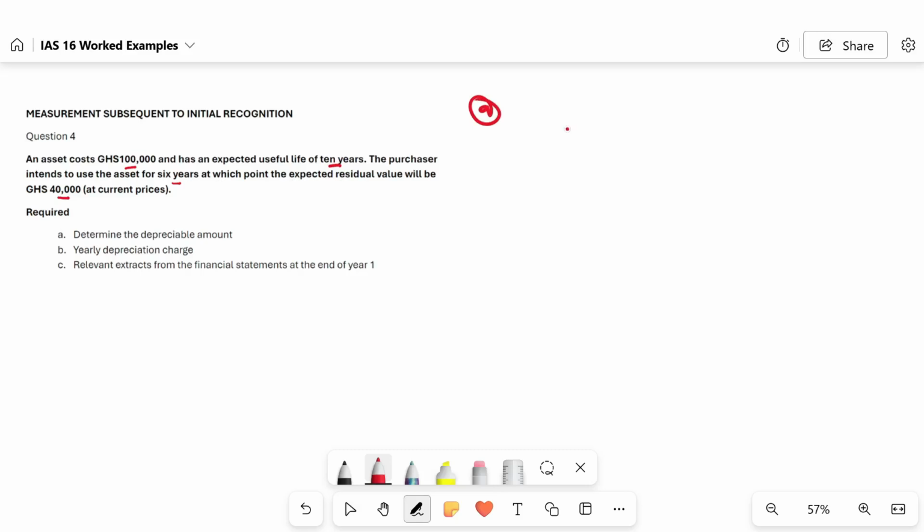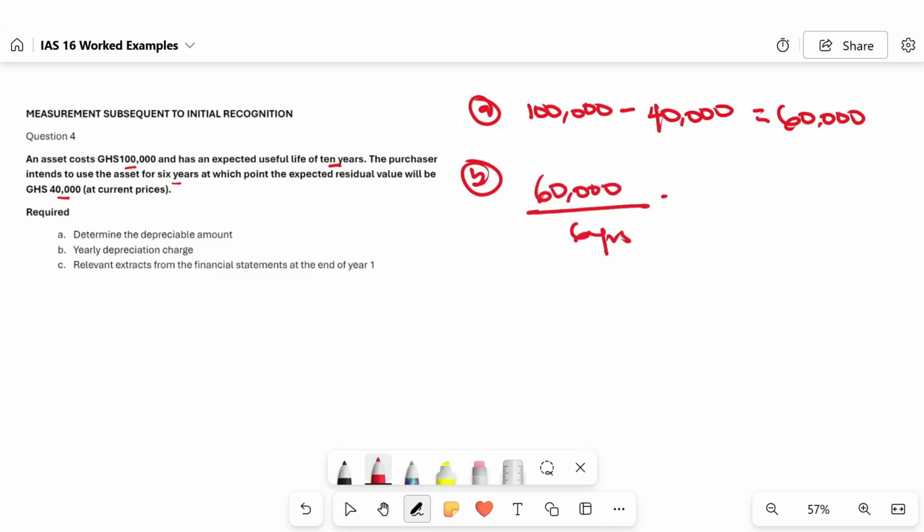Question 4. A. Determine the depreciable amount. Depreciable amount is the difference between the cost of the asset and the expected residual value. This is 100,000 less 40,000, giving us 60,000. This is our depreciable amount. B. Yearly depreciation. The depreciable amount is spread over the useful life, which is 6 years, to give us our yearly depreciation charge. This will be 60,000 divided by 6 years, and we will have 10,000 per year as our yearly depreciation charge.